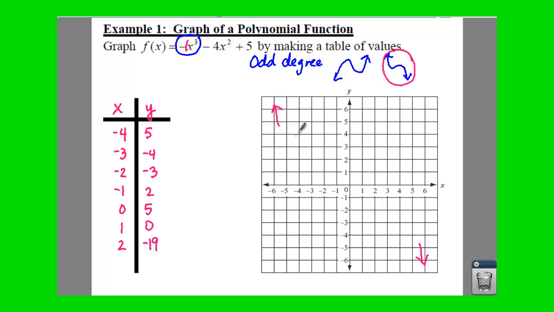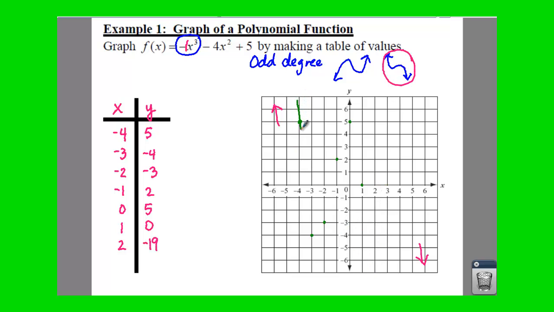So we're going to go here to back 4, up 5. Here's a dot. So we know our end behavior is going up from here. We're going to back 3, down 4 is right here. Back 2, down 3 is right here. Back 1, up 2, actually, sorry, here we go up here. And then 0, 5 is continually going up. Then we go over to 1, 0, and 2, negative 19. Well, that's going to be way down here.